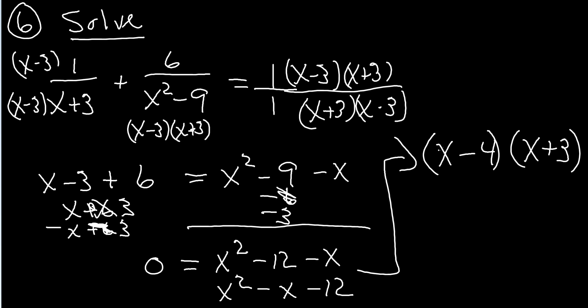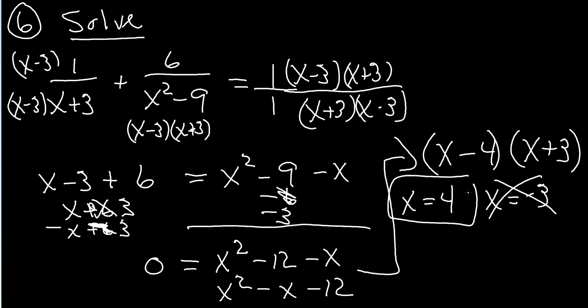So it's equal to 0, so I got x will equal 4, or x can equal negative 3. Now I notice that if I plug in negative 3 in the original equation in the denominator, I'm going to end up with a 0 in the denominator. So I have to kick that one out. That one's not going to work, so I have one answer of x equals 4. Okay, and that is my solution for number 6.